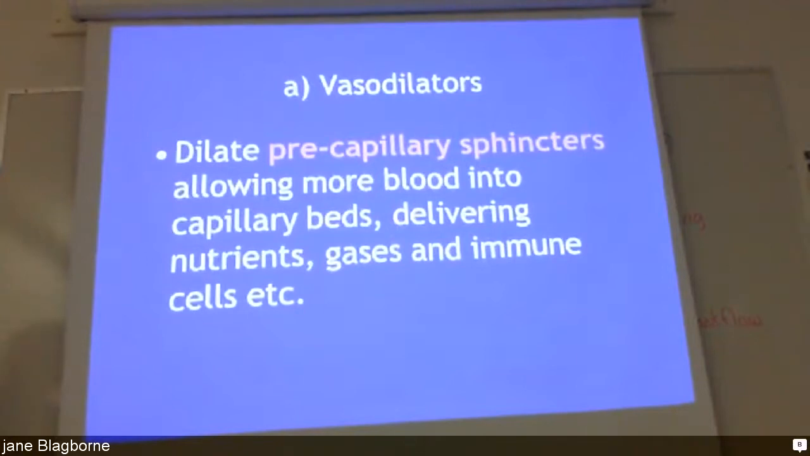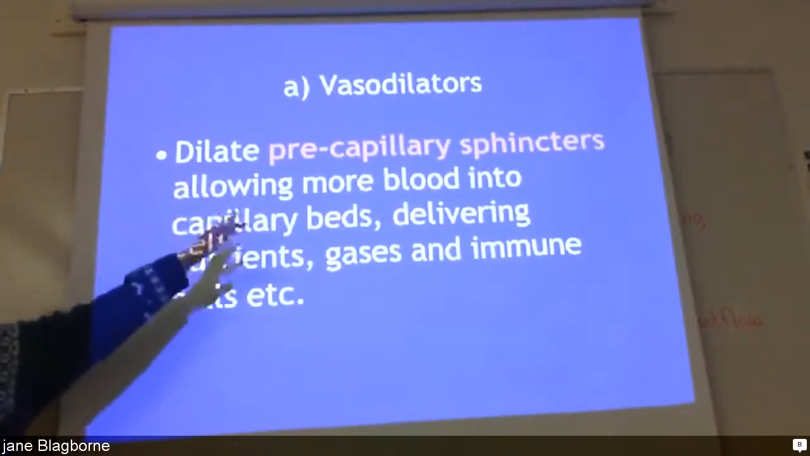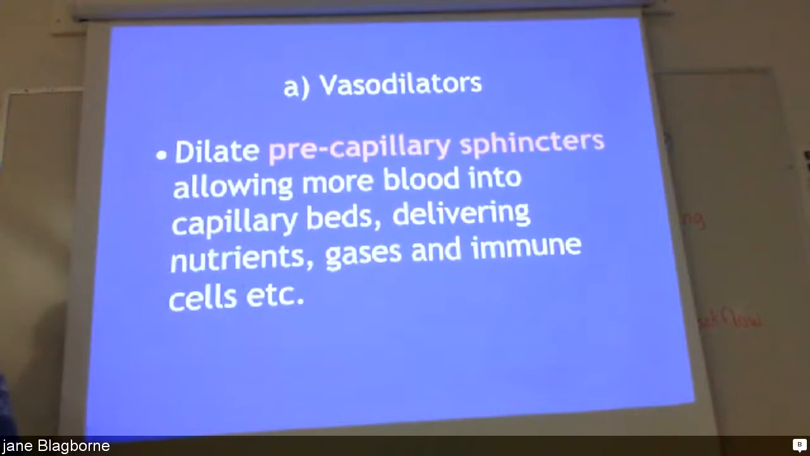Vasodilators. Vasodilators, you'll see actually a lot in your pharmacology. Okay? Things that dilate the vessels.